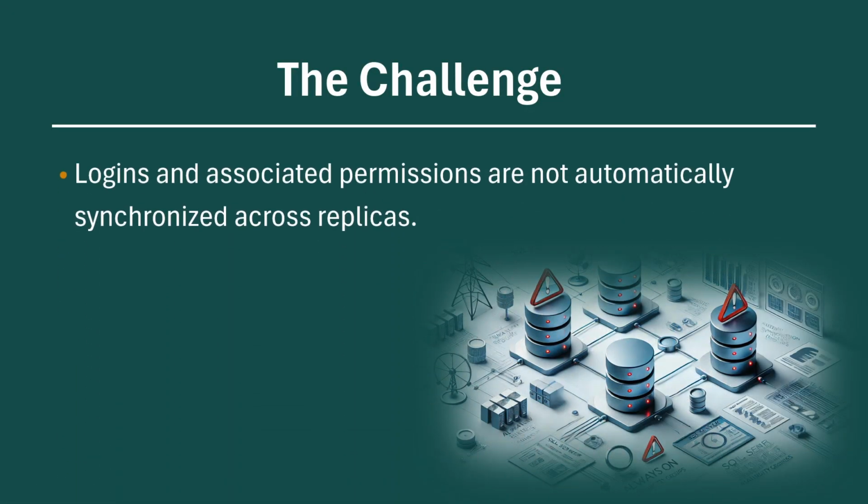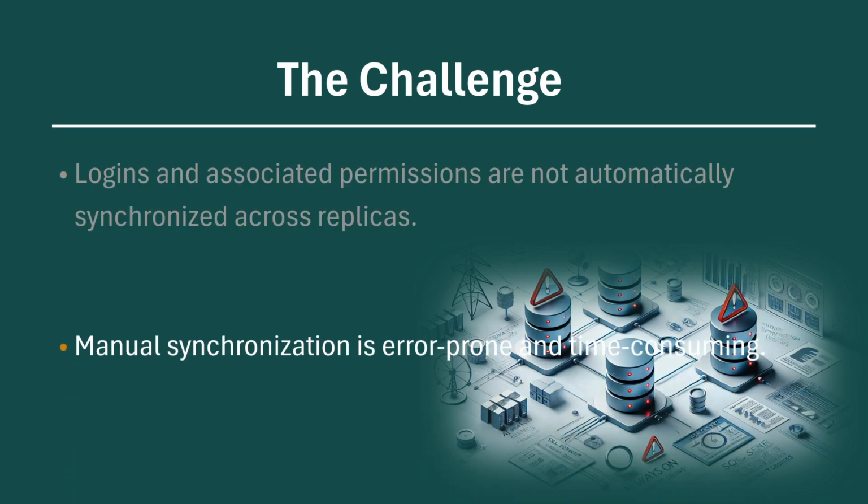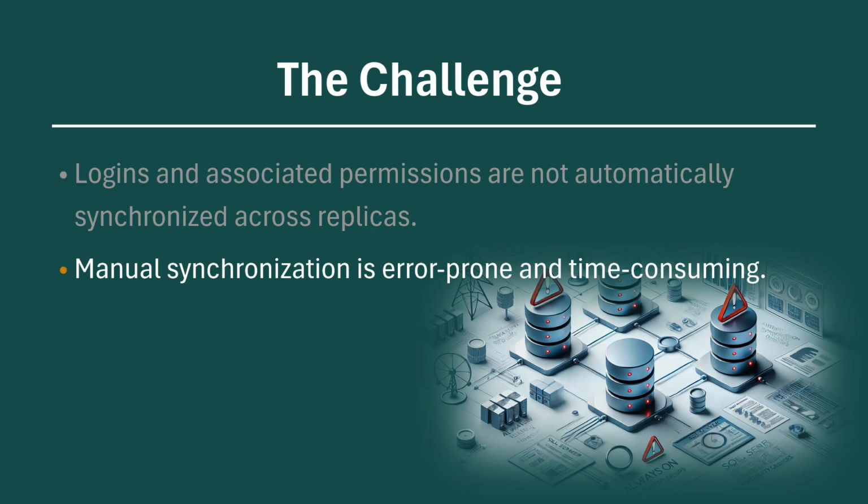Now, the challenge is that logins in availability group replicas are not synchronized from the primary to the one or more secondaries. There's no native way of synchronizing them, up to now. So that's a challenge, right? And so DBAs are required to manually synchronize these logins in most cases, which is error prone and time consuming.